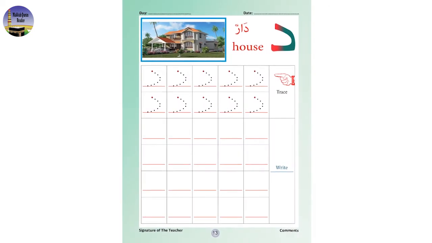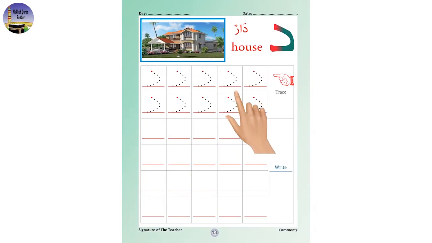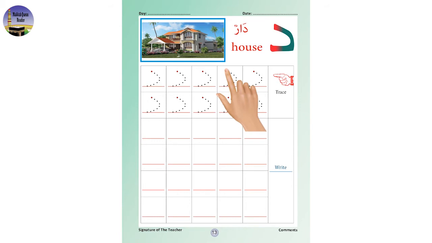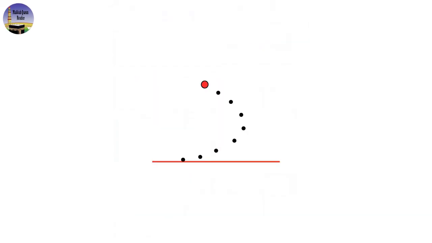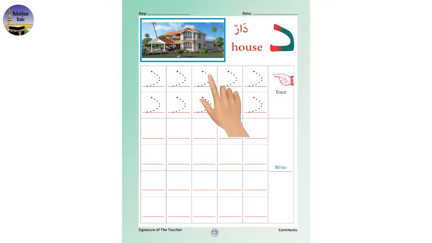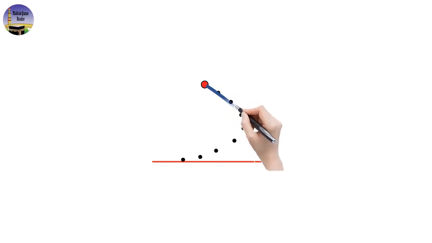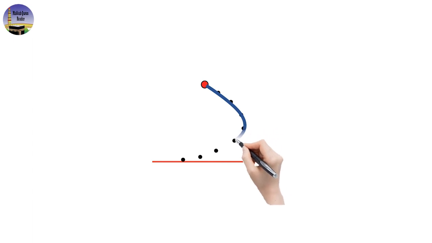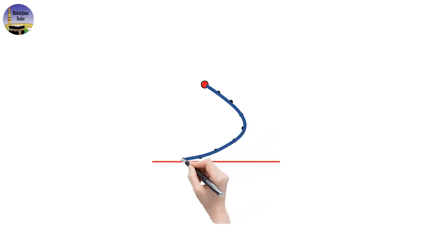Dal. Second one. Arabic starts from the right side. Start from the red dot. Slide down. Make a big curve in the left and touch the red line. Dal. Dal for Darun. Third one. Arabic starts from the right side. Start from the red dot. Slide down. Make a big curve in the left and touch the red line.